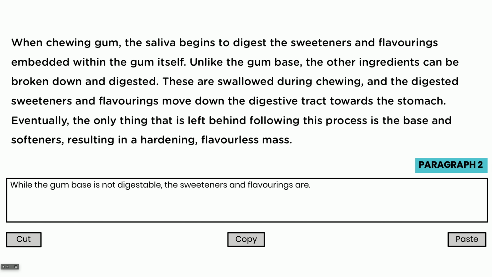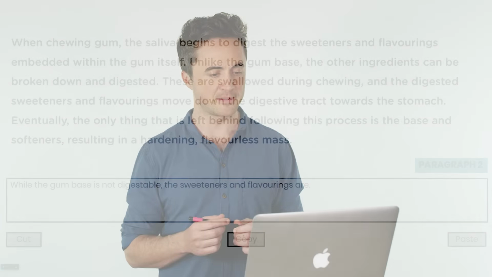Okay, let's take a look at my summary. I said this: while the gum base is not digestible, the sweeteners and flavorings are. Okay, that's what I think is the main essence or the main idea or the central idea of that paragraph. Let's do the same thing for number 3. You have 2 minutes to write your 1-sentence summary here.